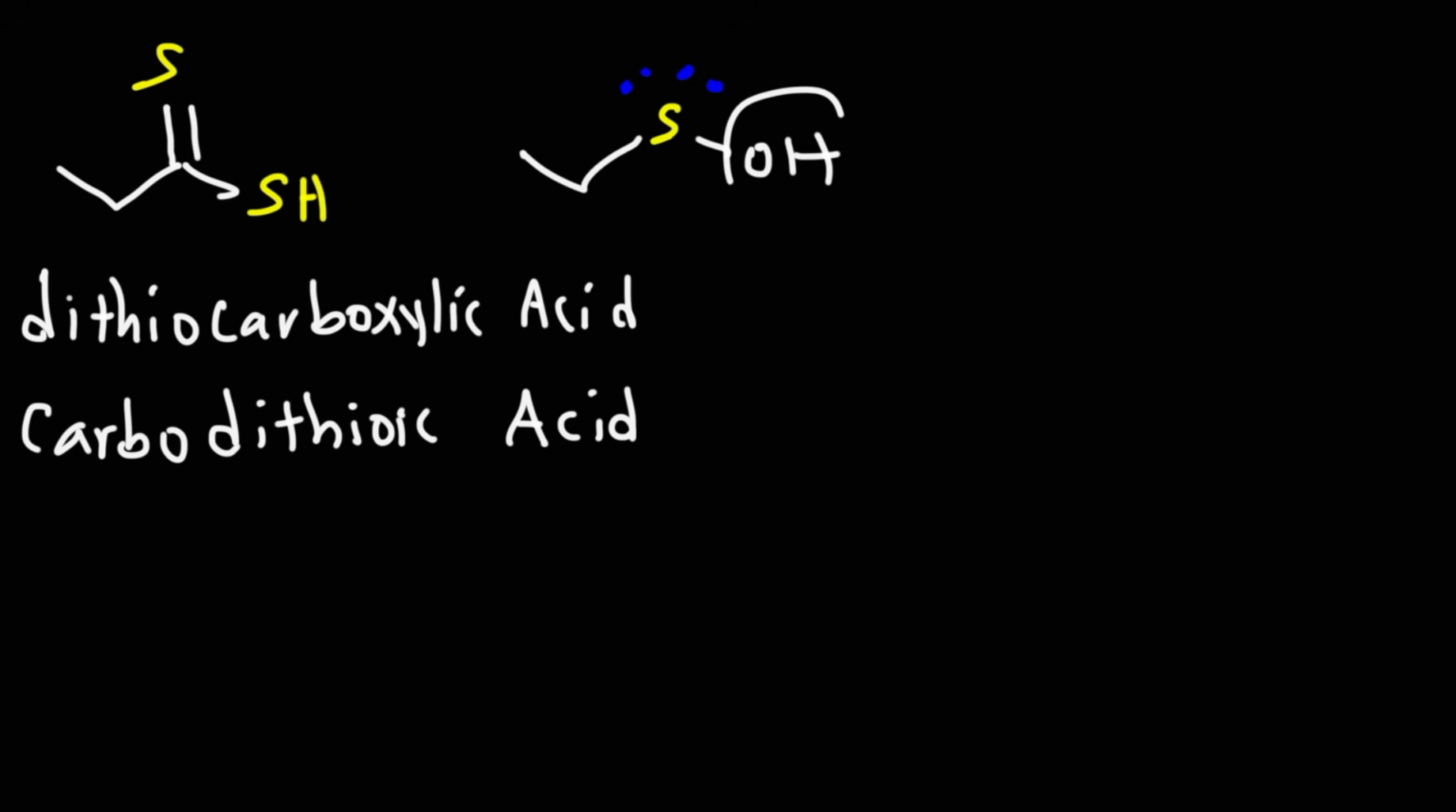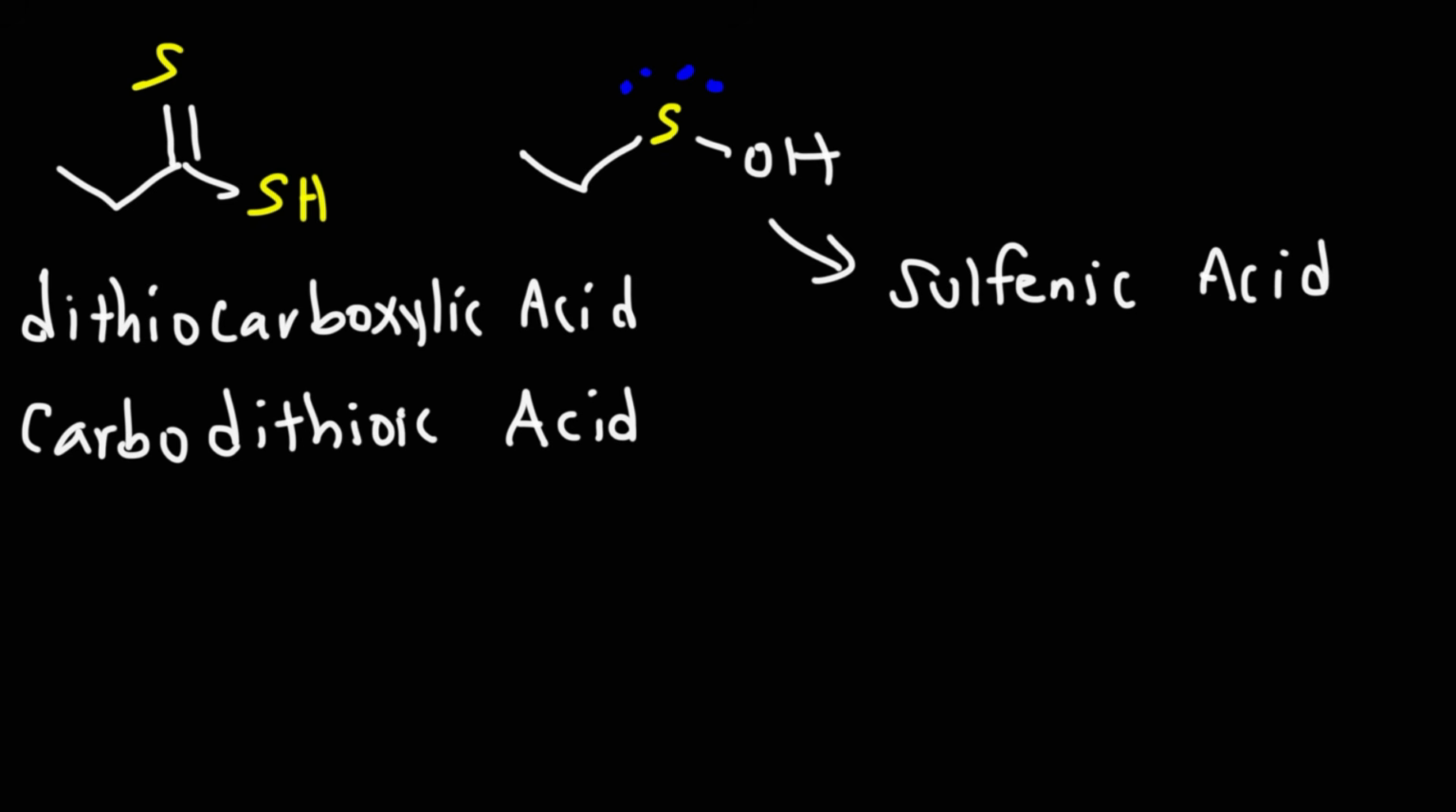Now this one, it's still an acid. We have an OH group attached to a sulfur. So this hydrogen is still relatively acidic. But this is called a sulfenic acid with an E. So instead of sulfonic acid, sulfenic acid.